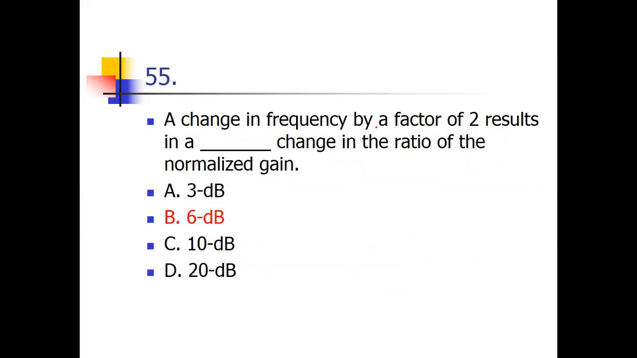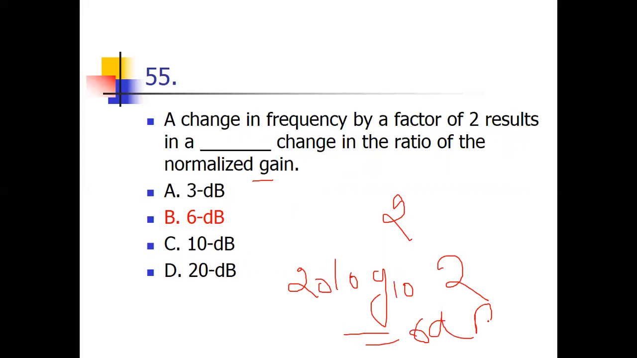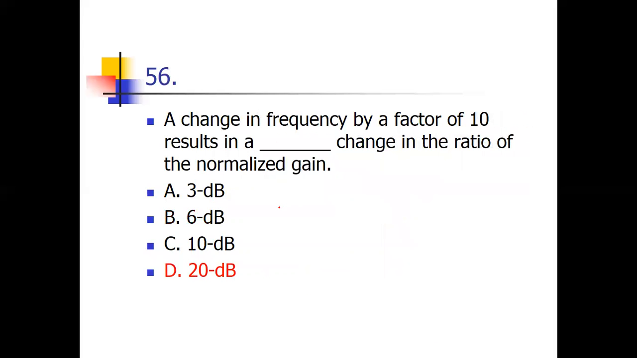A change in frequency by a factor of 2 results in what change in gain? In gain, we take 20 log base 10. If you calculate 20 log base 10 of 2, it will be 6.02 dB. So a change by 2 normally changes by 6 dB in decibels. A change in frequency by a factor of 10: 20 log 10 is 20 dB. So it will be 20 dB.